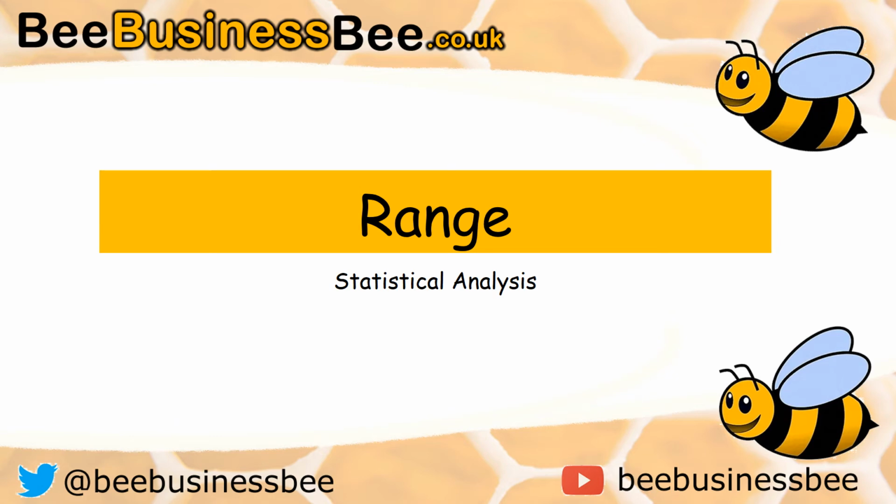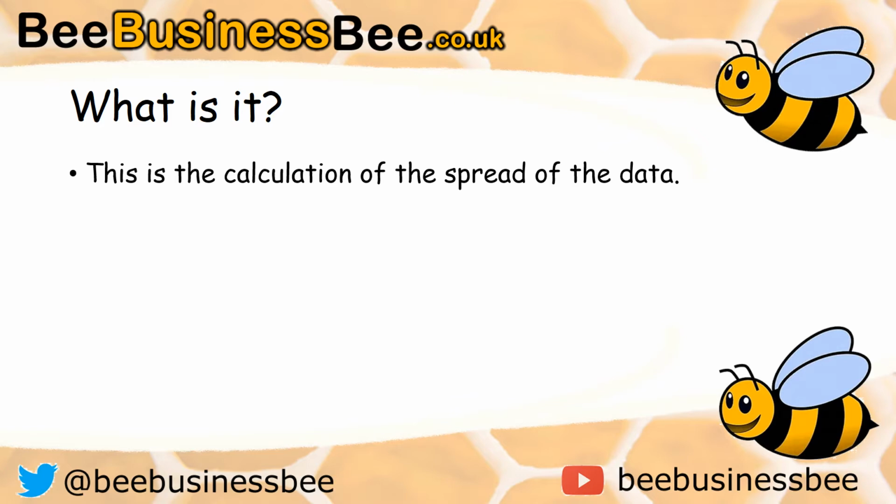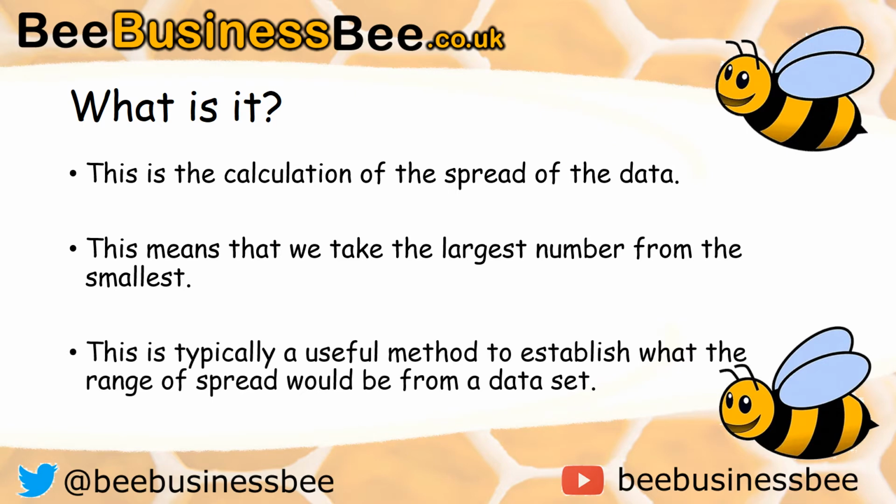Calculating the range. In this video we're going to look at how you can use statistical analysis techniques to calculate the range. So firstly, let's take a look at what we mean by the range. Well, the range is a calculation of the spread of data, and this means that we take the largest number away from the smallest number. This is typically a useful method to establish the spread of data from what we've got in our data set.